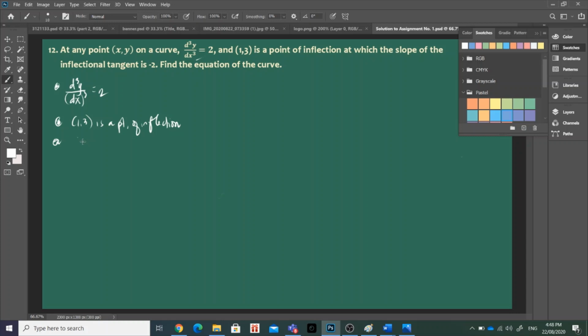Meaning to say, our tangent line slope is equal to negative 2 and it passes through (1, 3). Meaning also, if that tangent line passes through (1, 3), the slope of our curve at that point is also negative 2. So, y prime is equal to dy over dx equals negative 2. Okay, let's take our conditions one by one.